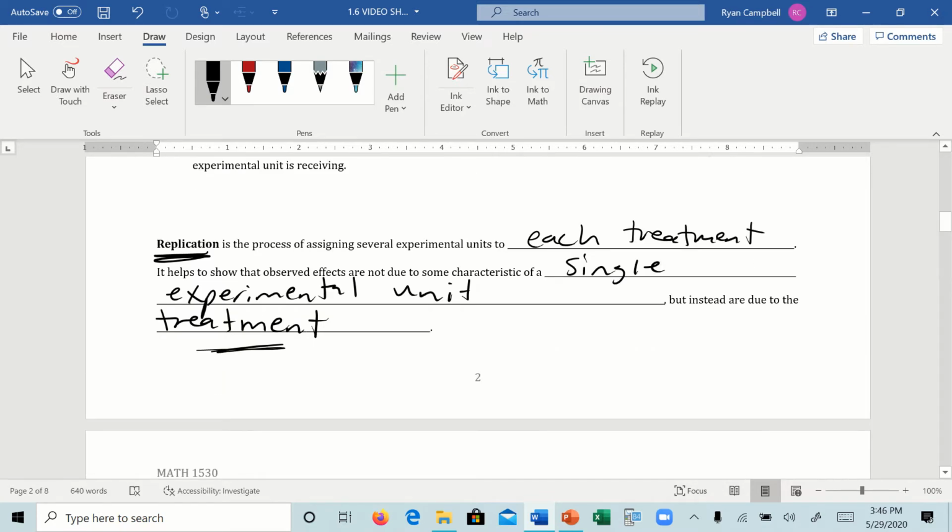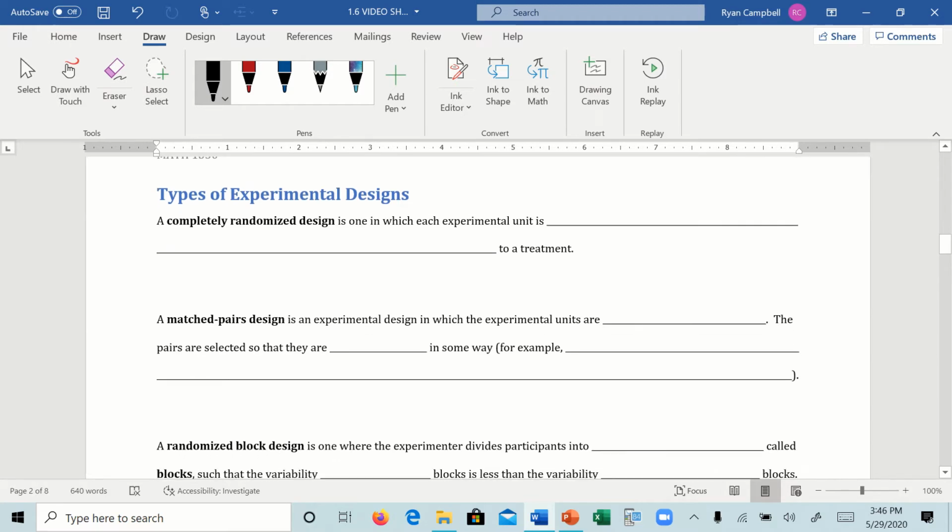All right, let's talk about some types of experimental designs. We're going to talk about these, then look at a couple of examples, and then we'll be done with this video. A completely randomized design is one in which the subject or the experimental unit is randomly assigned to a treatment.